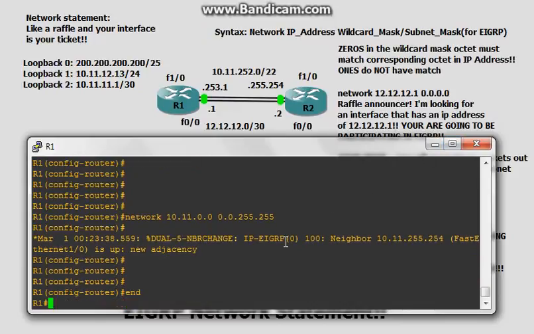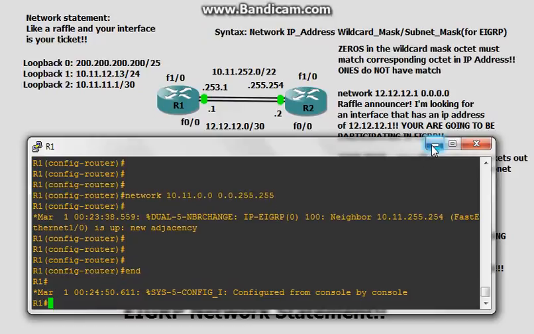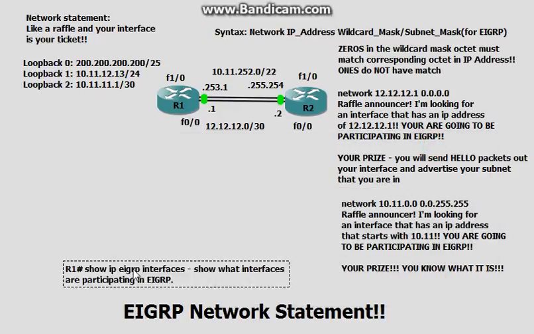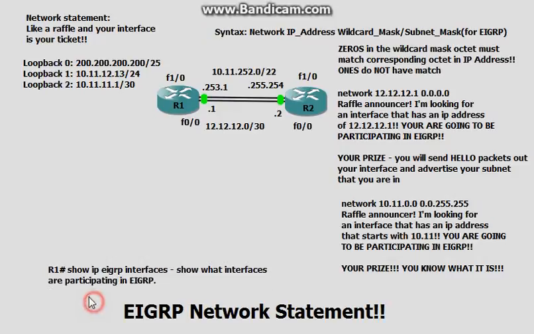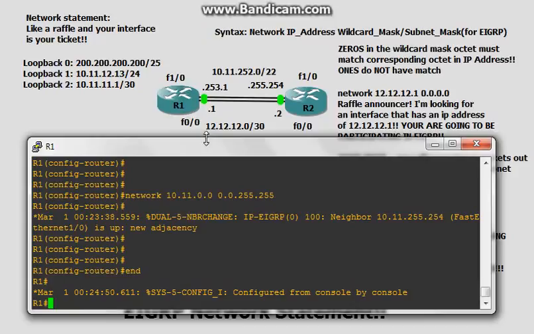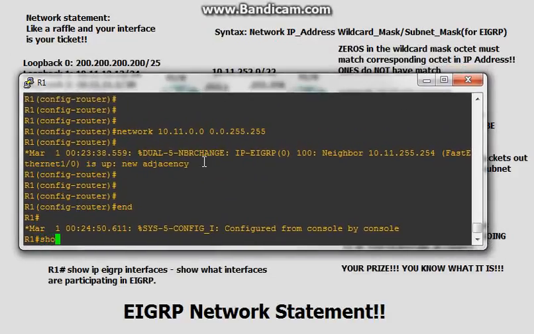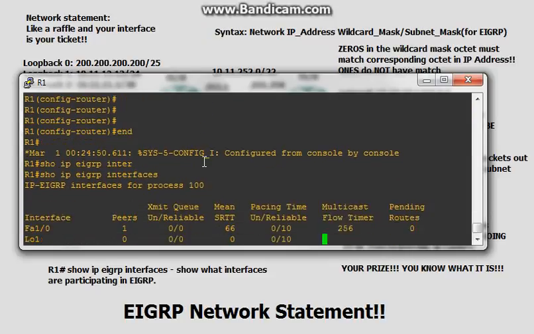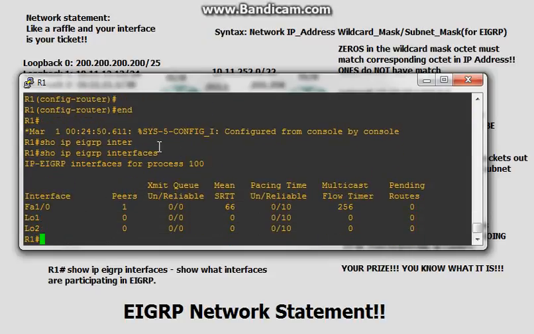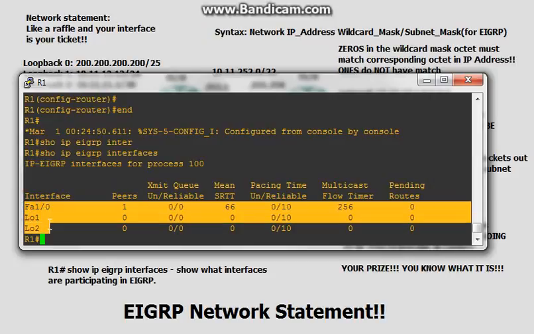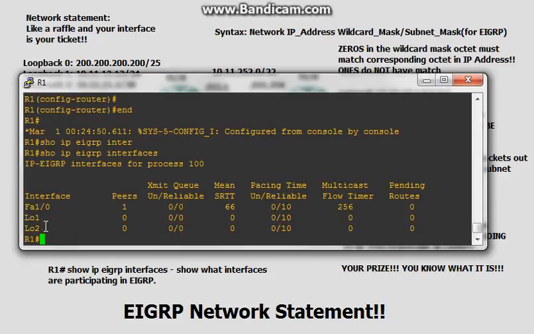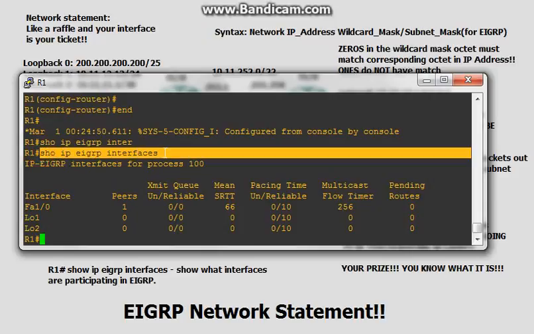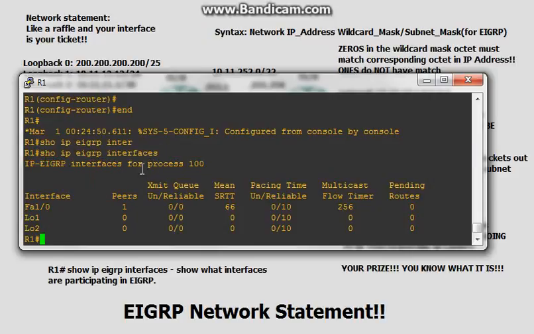And how do I know what interfaces are participating in EIGRP? Well, we have this command right here: show ip eigrp interfaces. So let's go ahead and type that in. Show ip eigrp interfaces. Bam, and there you go. With that one network statement, we have three interfaces participating in EIGRP. So remember this command to see what interfaces are advertising hello packets.